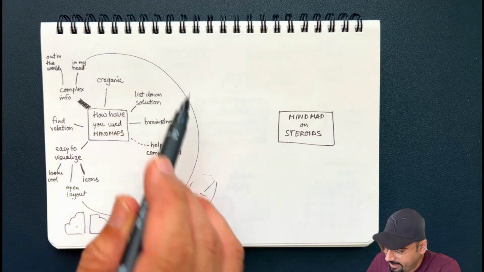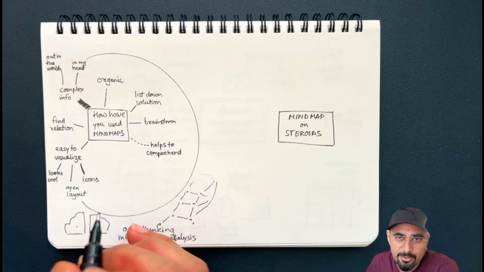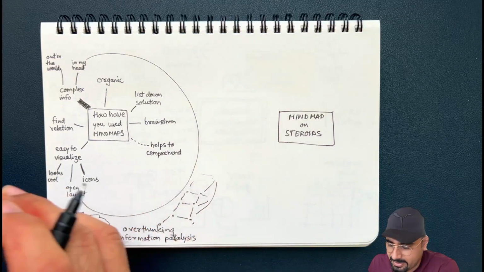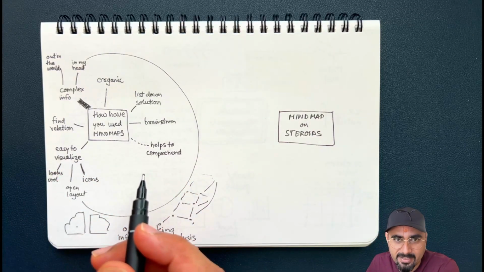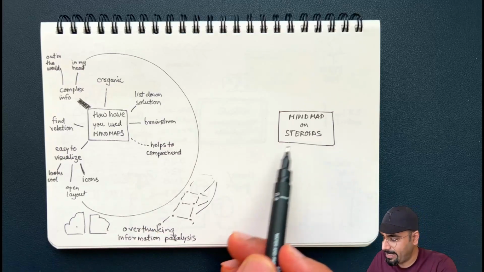we are trying to make connections. It can lead to an information overwhelm. Hey, there is a lot of information. How do I make connections? And that's where the mind map on steroids helps.